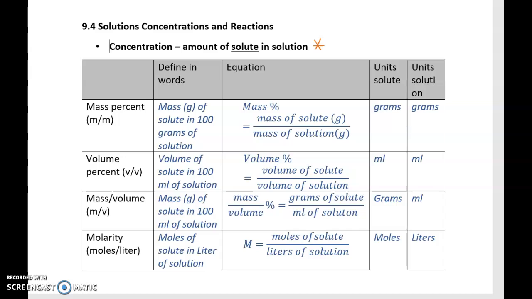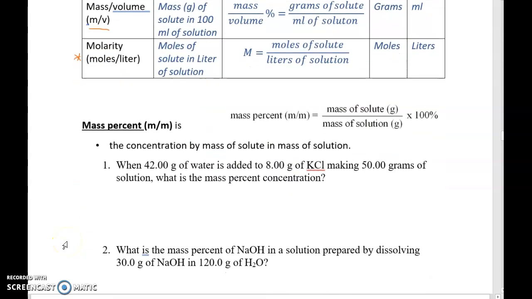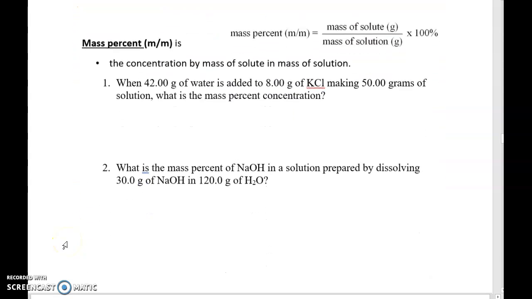We can measure mass over mass, which is grams over grams. We can measure a volume of solute in a volume of solution. We can measure the mass of a solute in a volume of solution. And finally, the chemist's favorite, we can measure molarity, which is the moles in a liter. So we're going to look at each one of these individually so you'll be really comfortable with them.